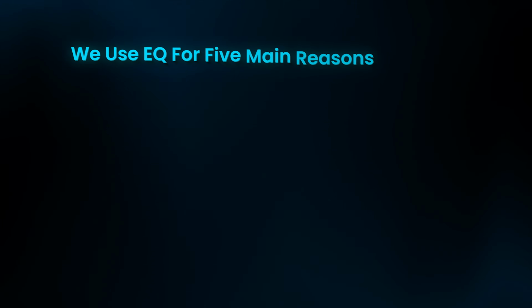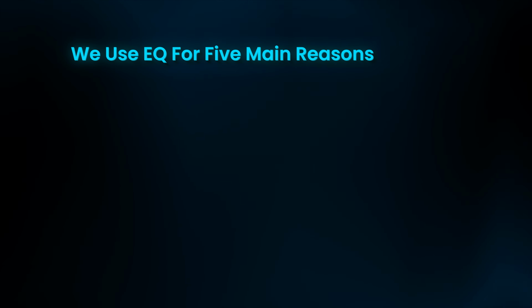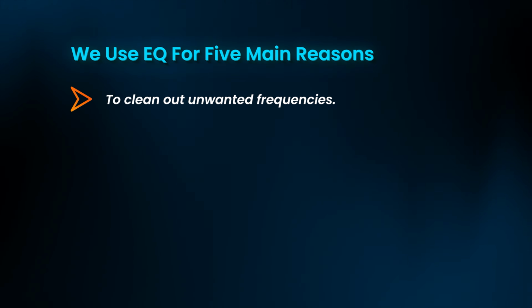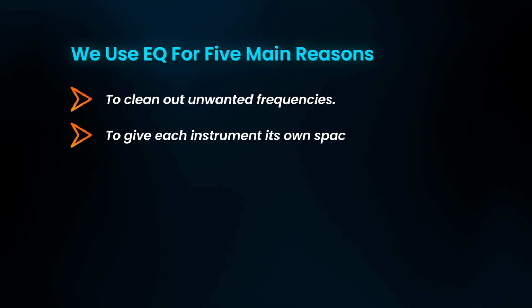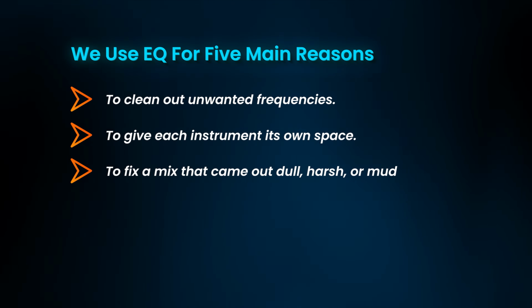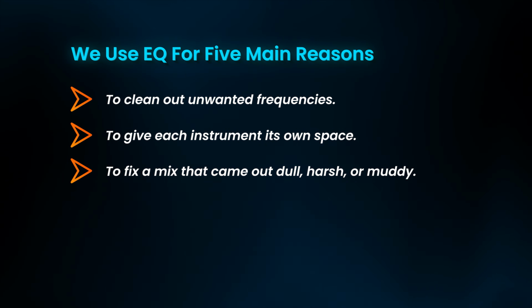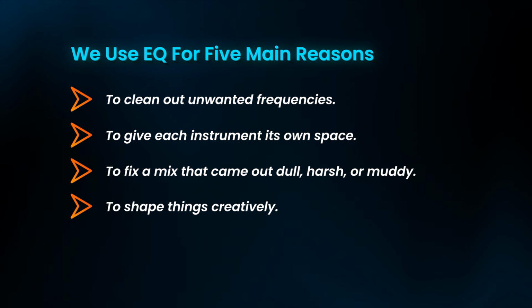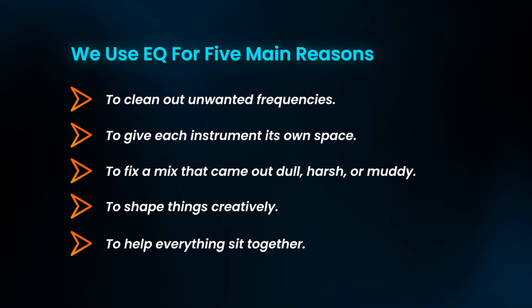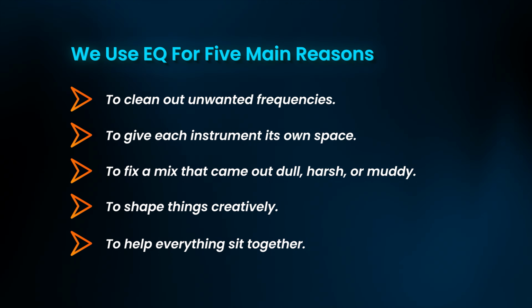In general, we use EQ for 5 main reasons. To clean out unwanted frequencies, like low rumble or noise. To give each instrument its own space, so everything sounds clearer. To fix a mix that came out dull, harsh, or muddy. To shape things creatively, like brighter vocals, deeper bass, or punchier drums. And to help everything sit together, so your instruments are not all fighting for the same space.